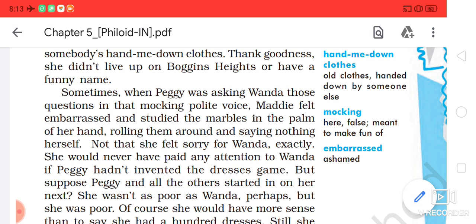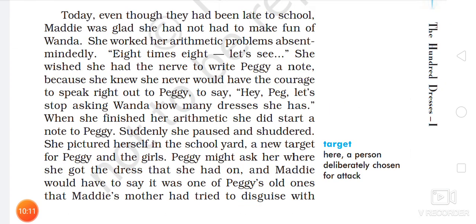Similarly, because Maddie was again a poor girl, she could better realize how Wanda would be feeling when her friend Peggy would tease her, asking questions about her dress. She knew very well that Wanda was a poor girl and she herself was a poor girl too. But even though she could not resist her friend, she could not stop her friend. Why?